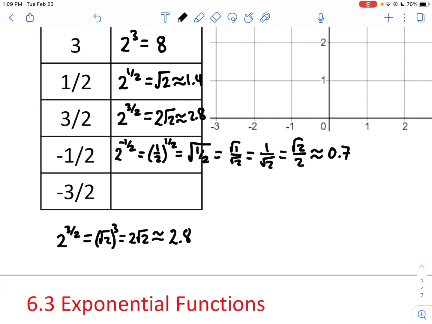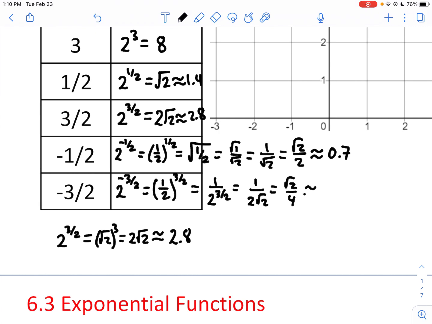and since rad 2 is about 1.4, dividing that in half, we get about 0.7. And if you had 2 raised to the negative 3/2, this would be 1/2 raised to the 3/2. So I could raise the 1 to the 3/2 and the 2 to the 3/2 separately, and I would just get 1 up top, because 1 raised to any power will stay 1. But we have 2 raised to the 3/2 we need to do still, and we've done that already up above. That was 2 rad 2, which if you rationalize this, you'll get rad 2 over 4. So that tells us that's about 0.35, we'll say.